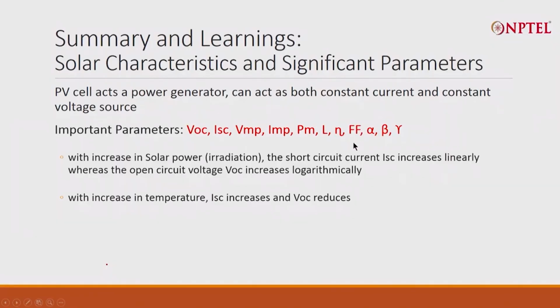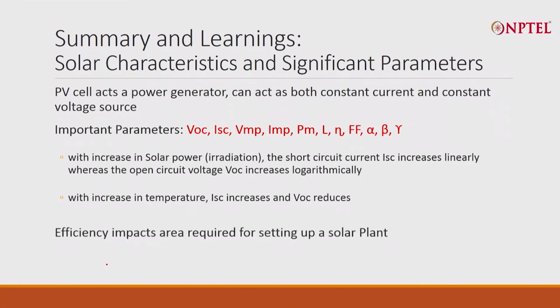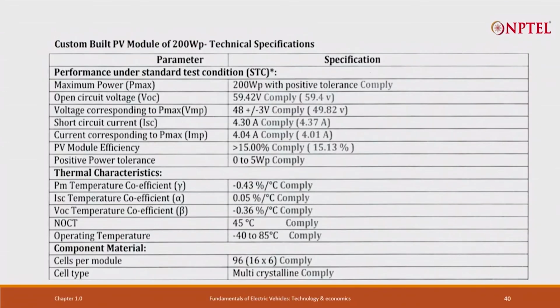What is alpha, beta, gamma? I will come to that. Alpha, beta, gamma are the temperature coefficients for power, for current and for voltage. And L is another important factor.